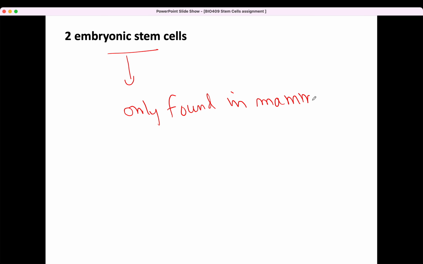There's no such thing as an embryonic stem cell in a frog, a reptile, a fish, anything else. They're only found in mammals. Those early embryos of those other non-mammalian animals are just doing something very different. And they're only found in mammals very early in pregnancy.